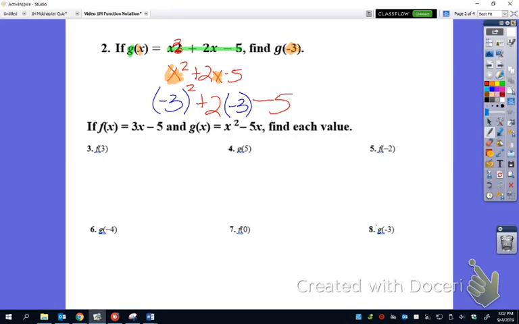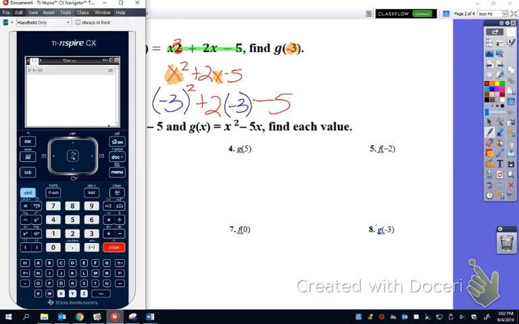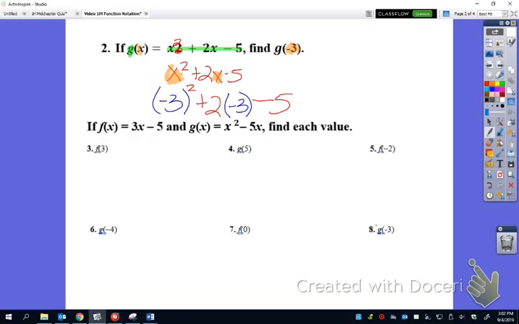And then you put it in the calculator just like that. So parentheses, negative 3, close parentheses, there you got your squared. And then you've got plus 2, parentheses, negative 3, close parentheses, and then it's minus 5. So make sure you hit the minus 5, and you get negative 2. So my answer is negative 2, right? So g of negative 3 equals negative 2. So my ordered pair would be (negative 3, negative 2). That's my ordered pair.